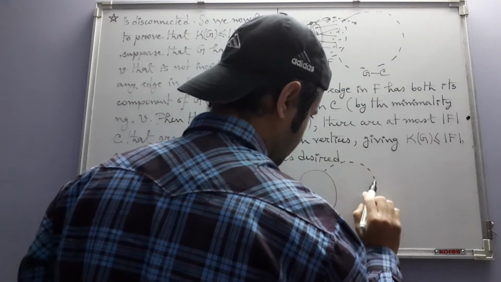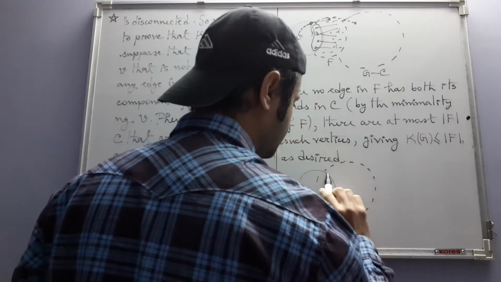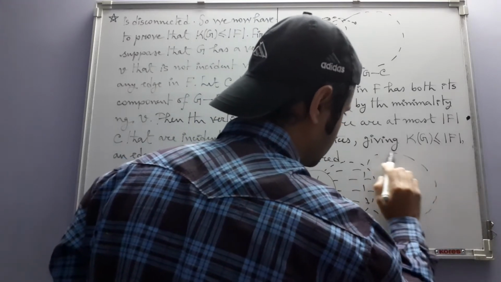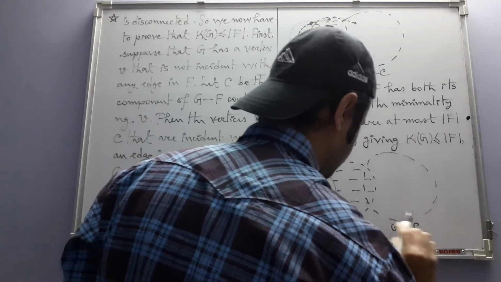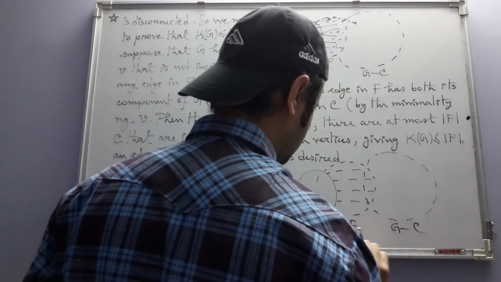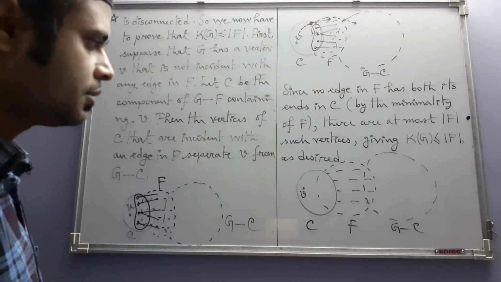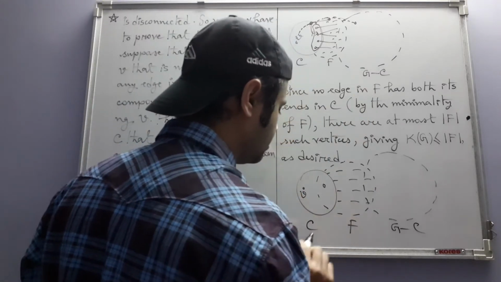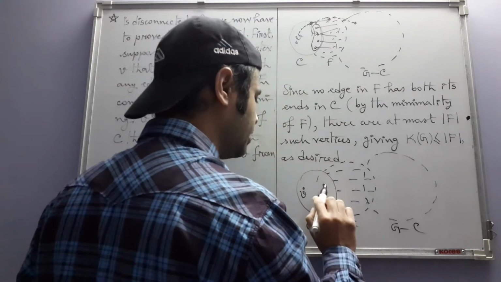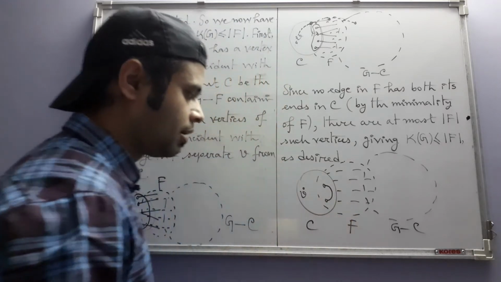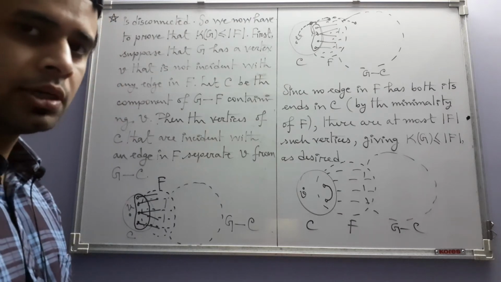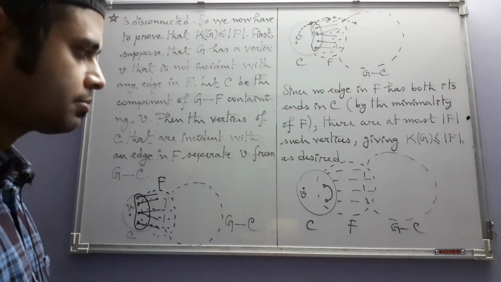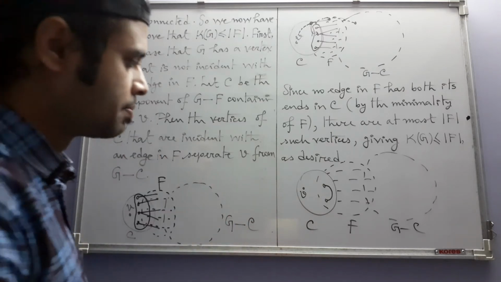So this is our F, and this of course is G minus C, this is F, this is C. Among the many edges in F, suppose there is an edge, both of whose ends lie in C, that is, both the ends of this edge are vertices in the component C. Then what goes wrong?